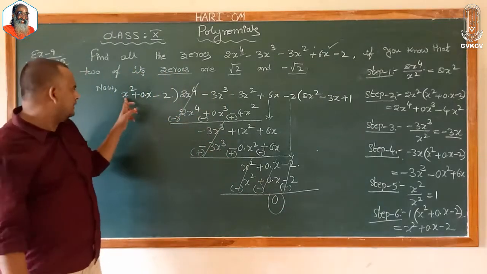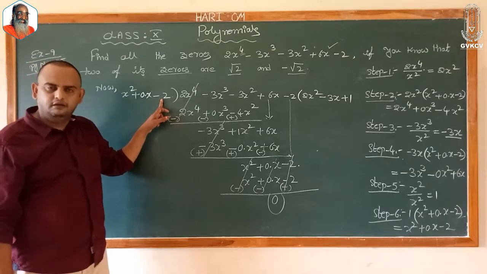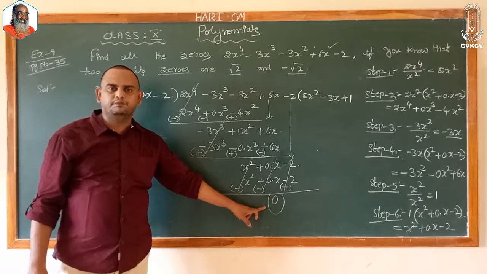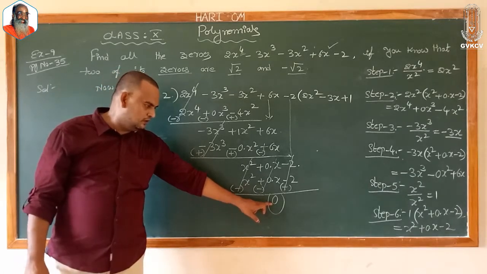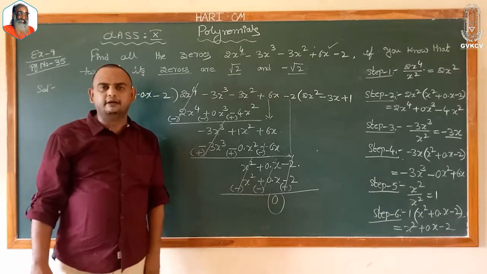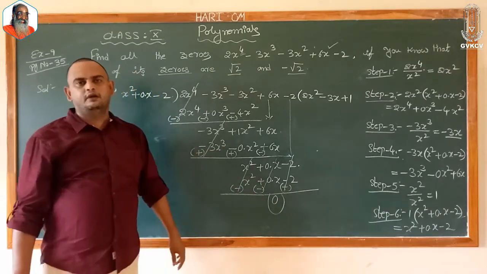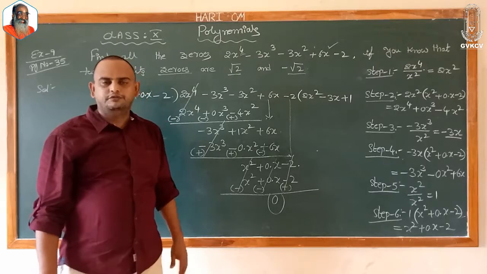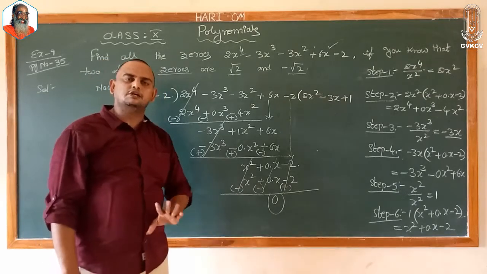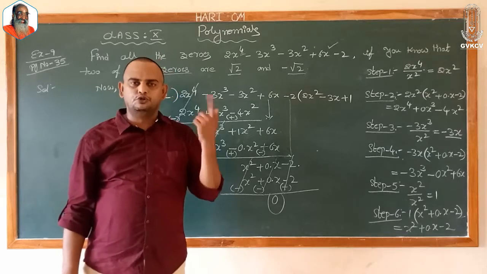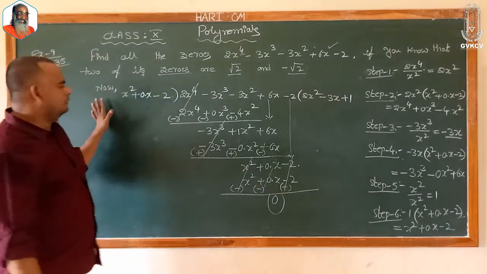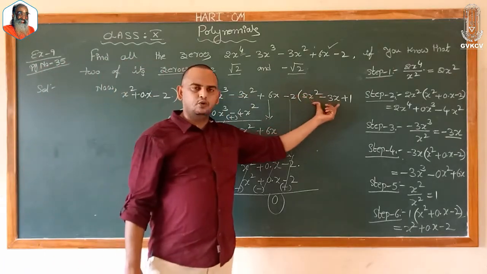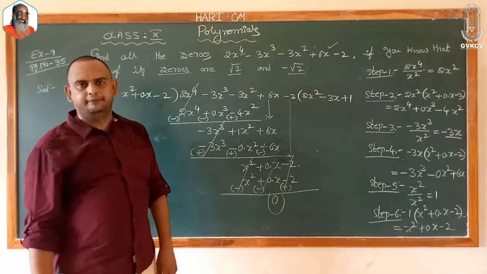As we know that x square minus 2 is what? A factor. When it is a factor of this polynomial, definitely our remainder must be 0. Suppose if you are unable to get 0 as remainder, your calculation is wrong. 100% we should get the remainder 0. So you should check once again. Now it is very clear. This is the divisor, this is the dividend, this is the quotient, and this is the remainder.